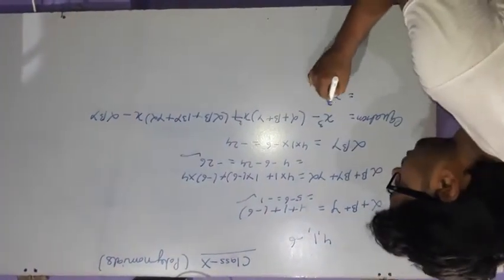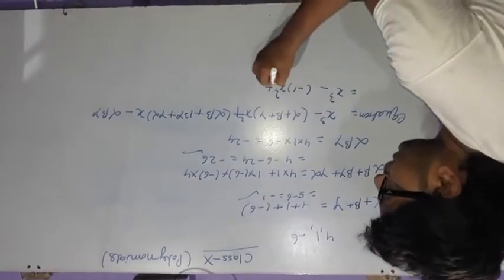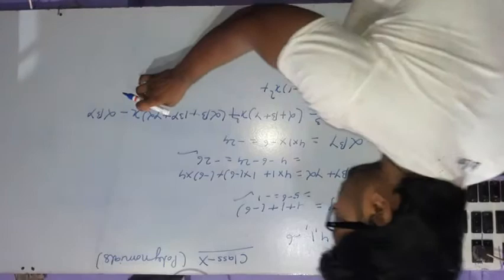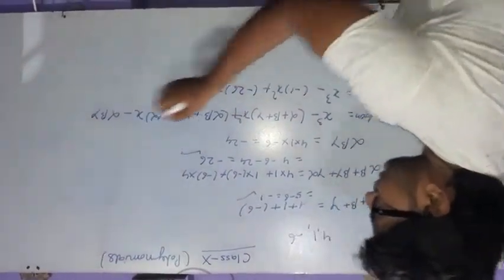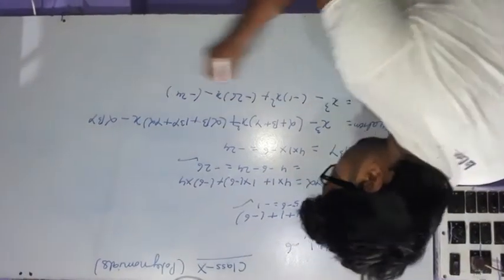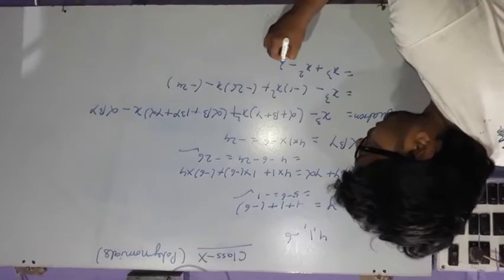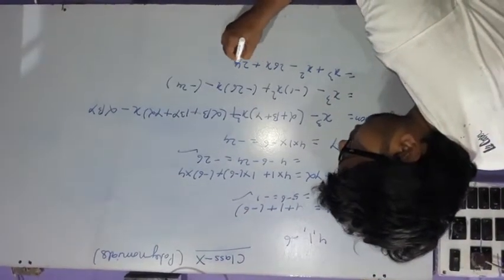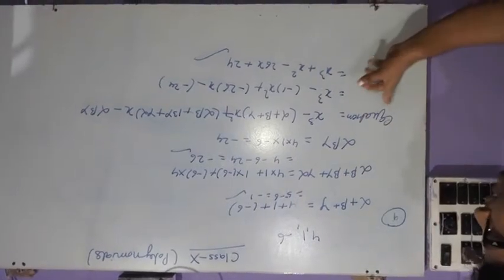So what is x cube? X cube will be x cube. Alpha plus beta plus gamma is minus 1, so x square. Again alpha beta plus beta gamma plus gamma alpha is minus 26, into x, minus alpha beta gamma, which is minus 24. So the equation will be x cube minus (minus 1) x square, that is plus x square, minus 26x plus 24. So this is our cubic polynomial.